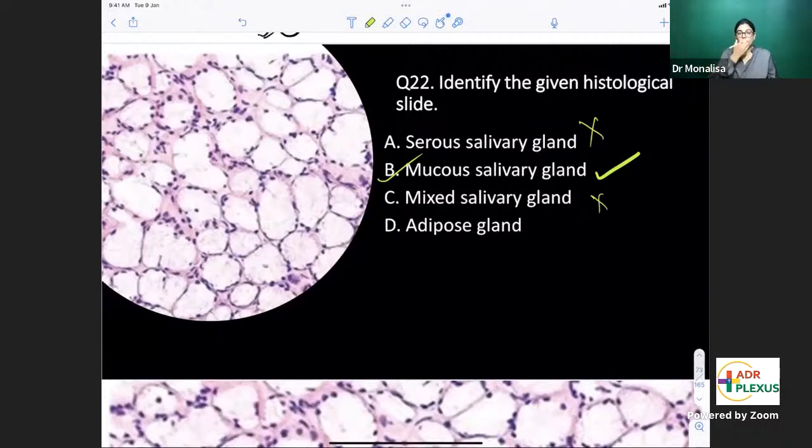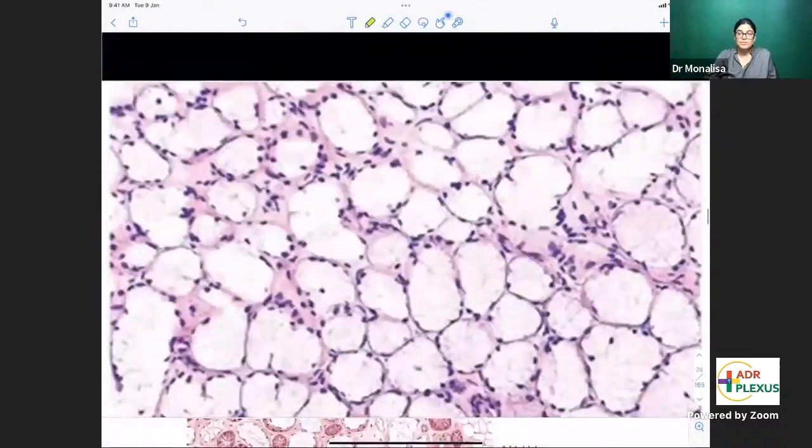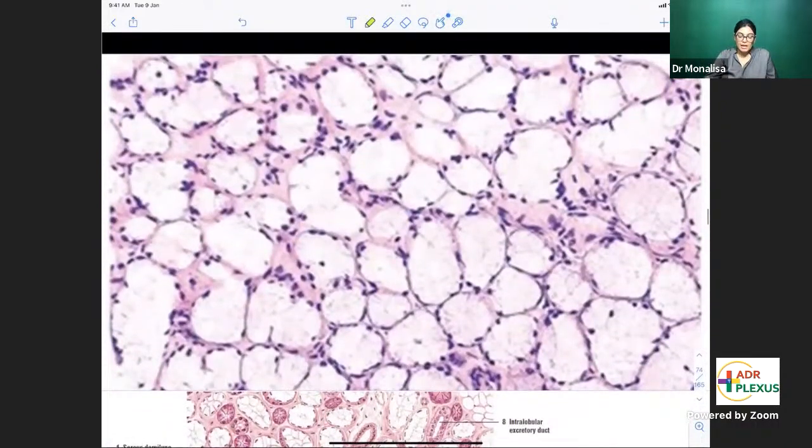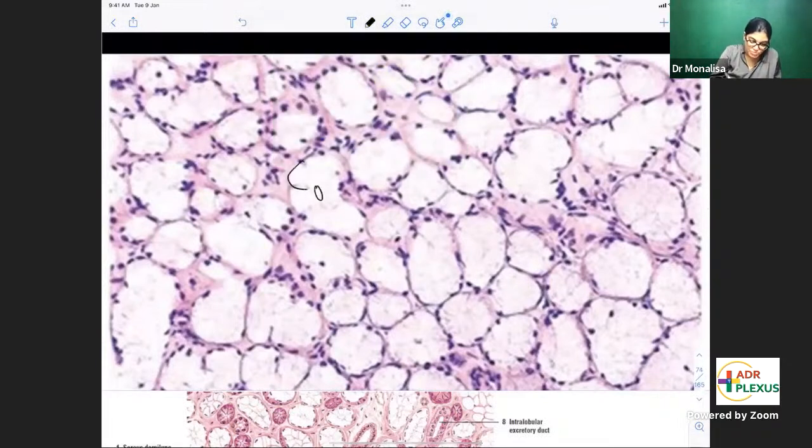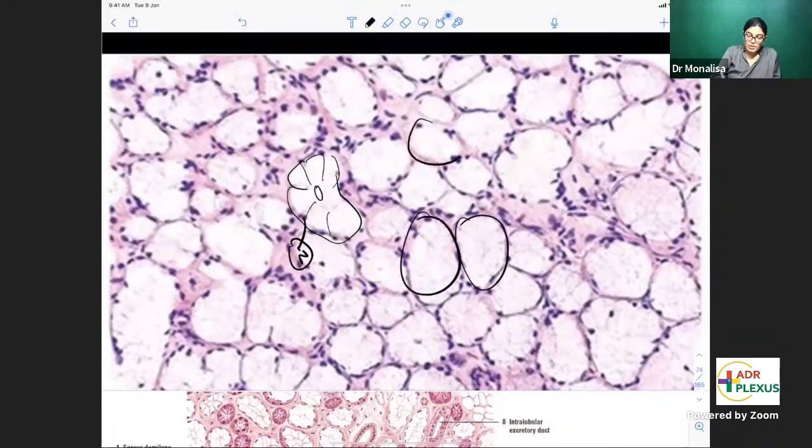So my dear aspirants, why it is mucus, I will tell you, because there are many nuclei towards the periphery. When we are talking about adipose, there will be a single nucleus in the periphery. So here, if you see the slide, you can appreciate that this is having a lumen, and this is a mucus acini, which is this, and the nucleus, this is all N for nucleus, is towards the periphery, and these are all mucus acini.